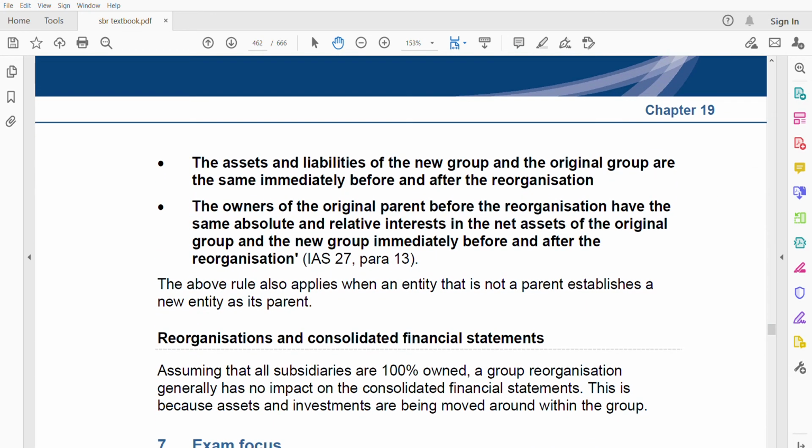Next, the assets and the liabilities of the new group and the original group are the same immediately before and after the reorganization. Then the owners of the original parent before the reorganization have the same absolute and relative interest in the net assets of the original group and the new group immediately before and after the reorganization. So reorganization does not have so much of a huge impact. Before and after, the impact remains the same. It's just that you are changing the hands.